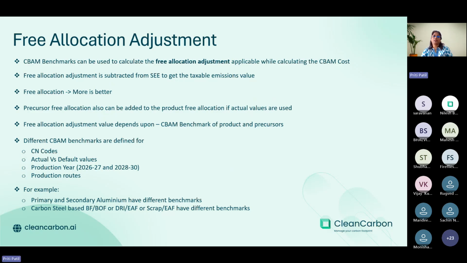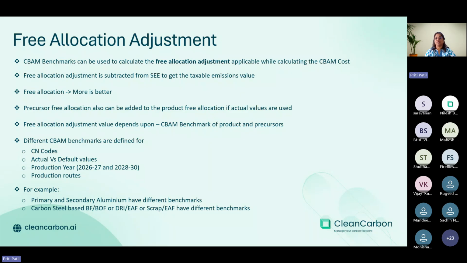Next important thing to understand, before we actually see the formula for calculation and see how the calculations are done, is the term free allocation adjustment. CBAM benchmarks can be used to calculate the free allocation adjustment applicable while calculating the CBAM cost. So there are benchmarks defined by the EU Commission, and those are used for the free allocation adjustment calculation. This free allocation adjustment is subtracted from the SE to get the taxable emission value.